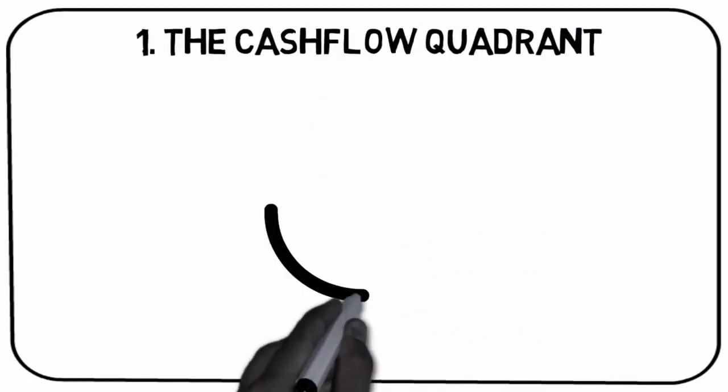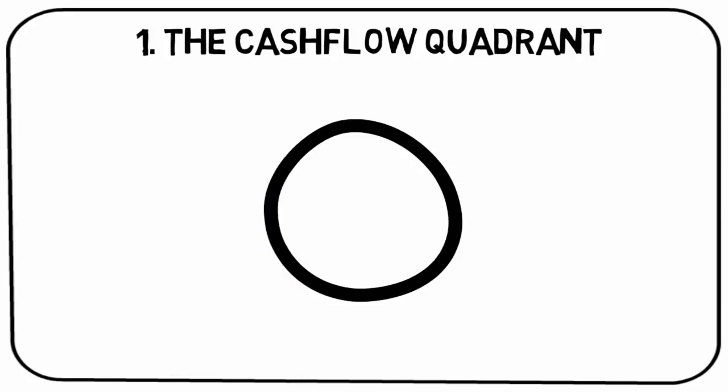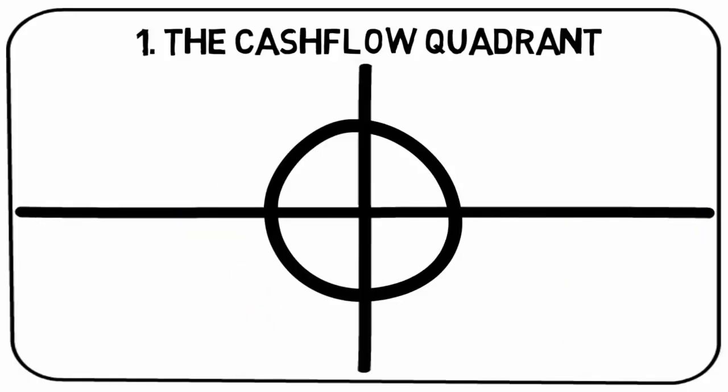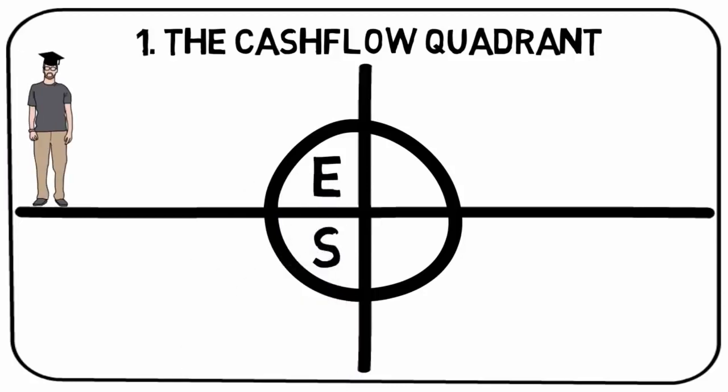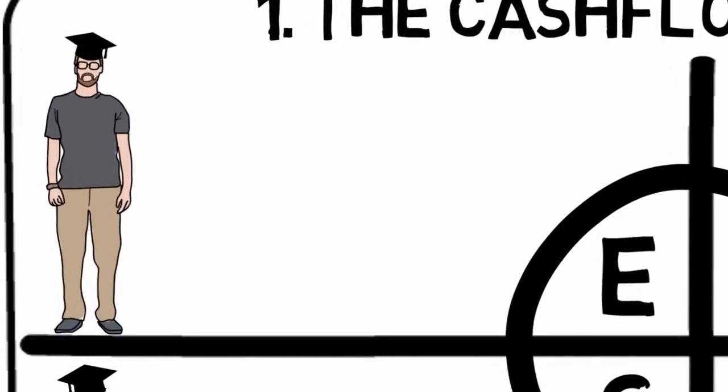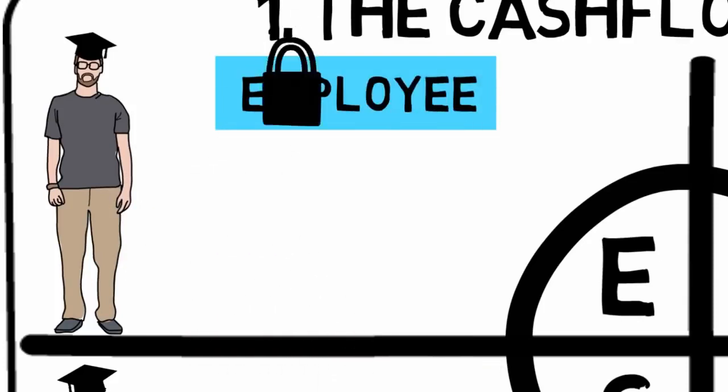The Cashflow Quadrant is a simple model that explains that wealth can come from 4 different sources. Which quadrant you belong to depends on where most of your income comes from. The 4 different quadrants are E, the employee, S, the small business owner or self-employed, B, the big business owner, and I, the investor.